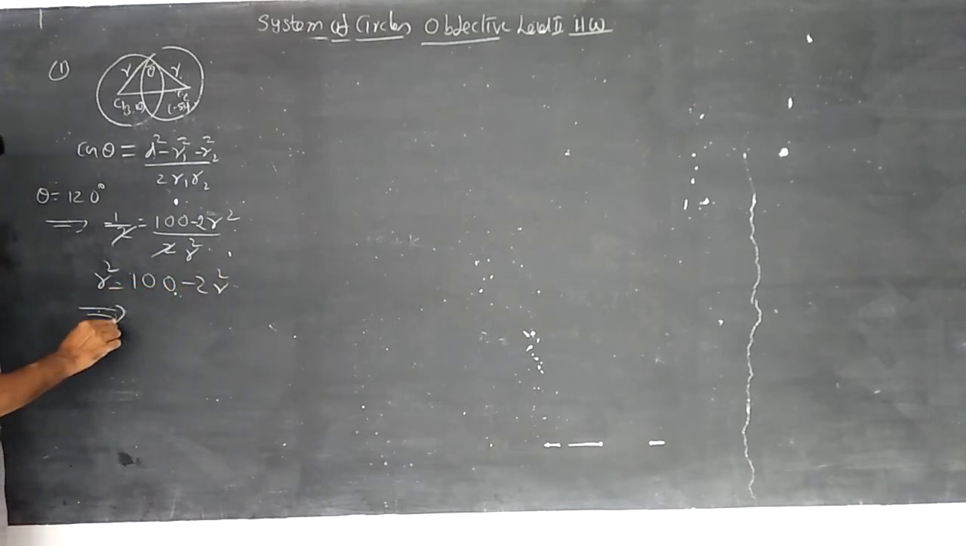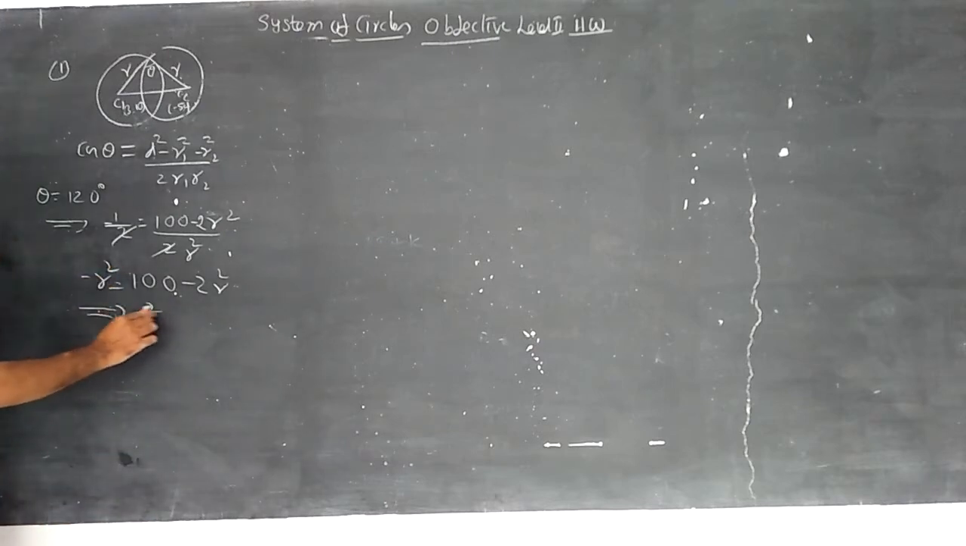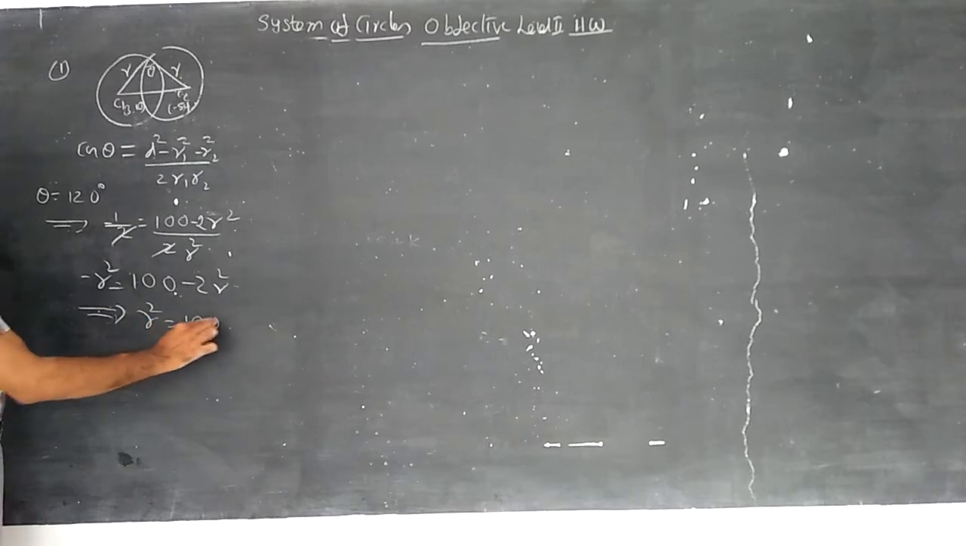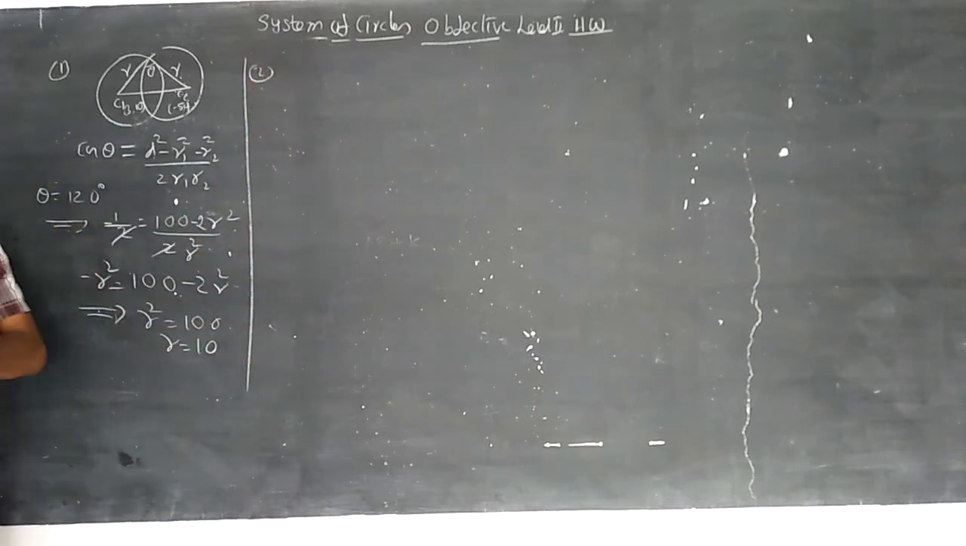R square is equal to 100 minus 2r square. Taking minus 2r square to this side, of course this is minus, so it becomes r square. R square is equal to 100, r is equal to 10. That's all. R is equal to 10. The required radius is 10 units.